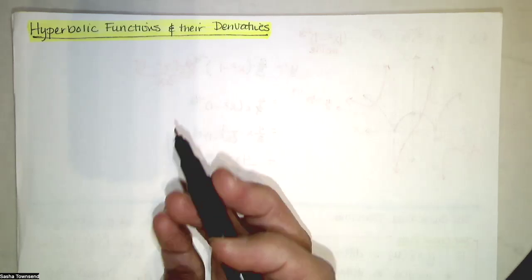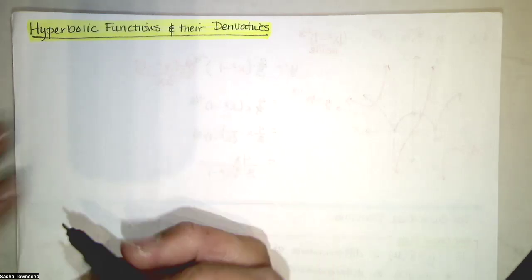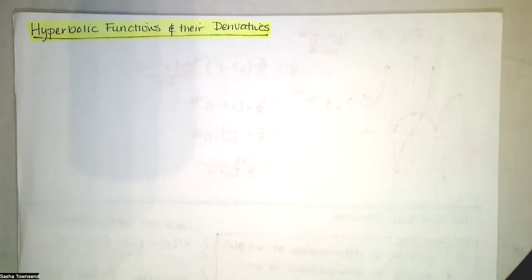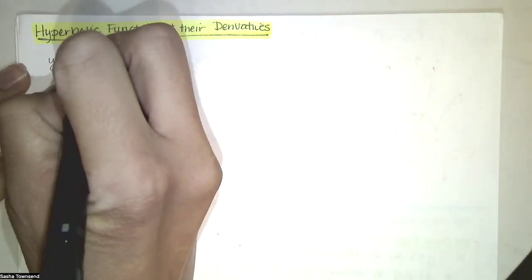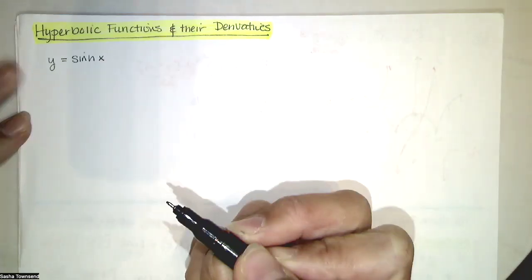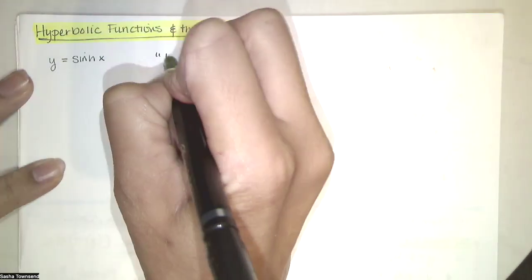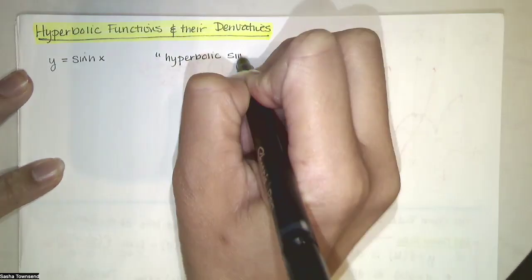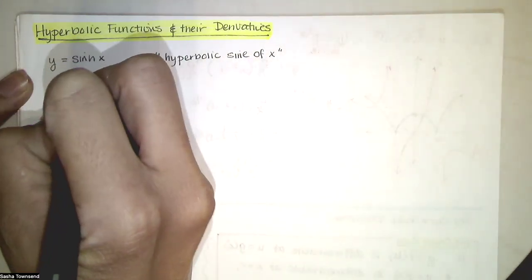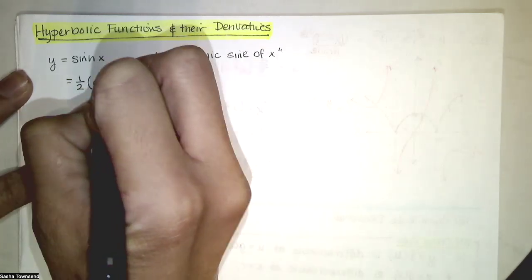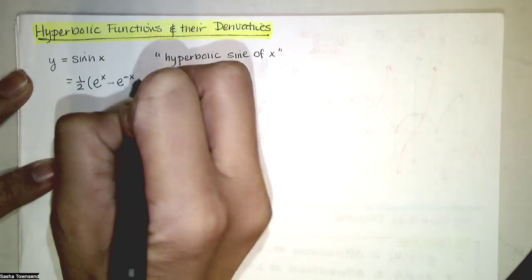In this video, we discuss hyperbolic functions and their derivatives. These are functions that you may have never seen before, but they're just combinations of exponential functions. Here's our notation. That is y equals the hyperbolic sine of x. And it's actually defined as 1/2 of e to the x minus e to the negative x.